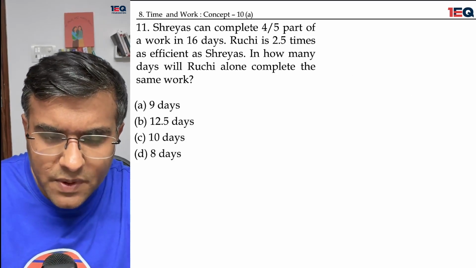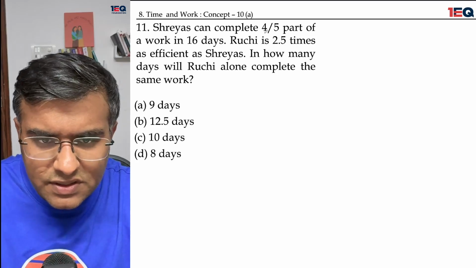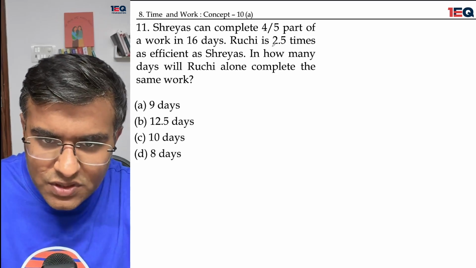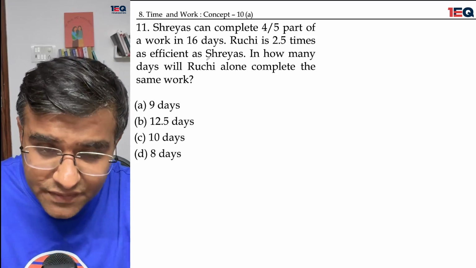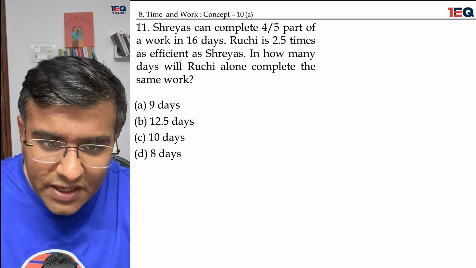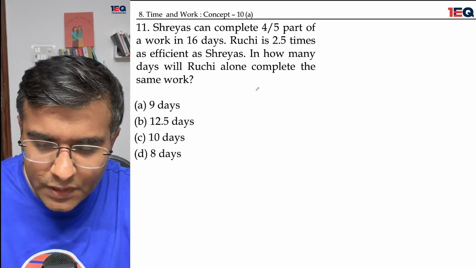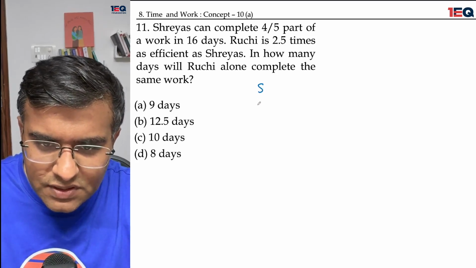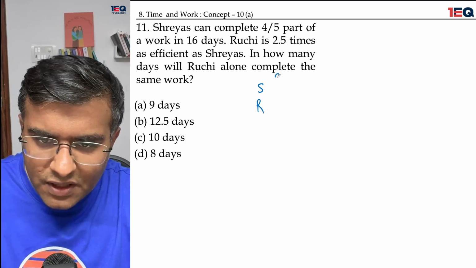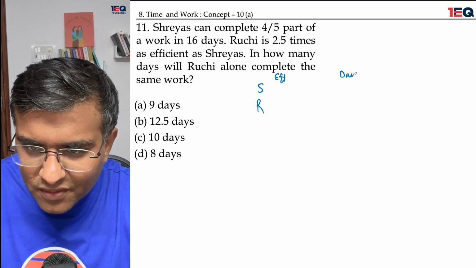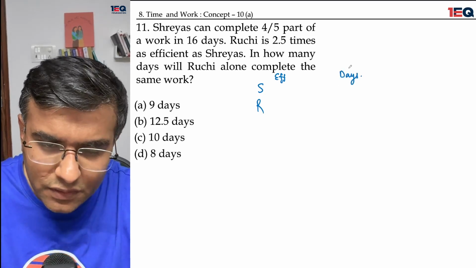So we have this question with us. Shreyas can complete 4 by 5th part of a work in 16 days. Ruchi is 2.5 times as efficient as Shreyas. In how many days will Ruchi alone complete the same work? We have Shreyas and we have Ruchi. We'll first move from efficiency to the number of days they take to complete the work.